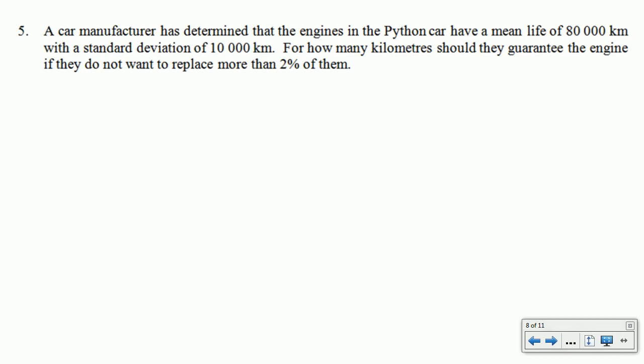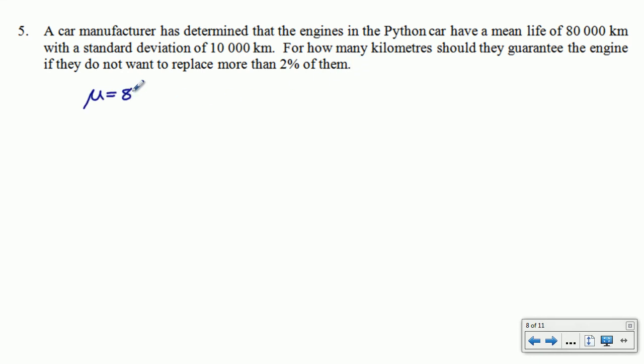So we'll do question 5 together. A car manufacturer has determined that engines in the Python car have a mean life of 80,000 kilometers with a standard deviation of 10,000 kilometers. For how many kilometers should they guarantee the engine if they do not want to replace more than 2% of them? So let's start by writing what we know for sure.